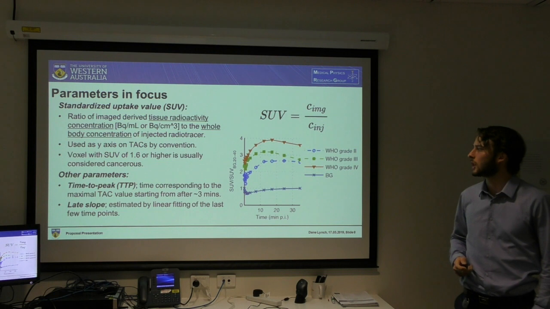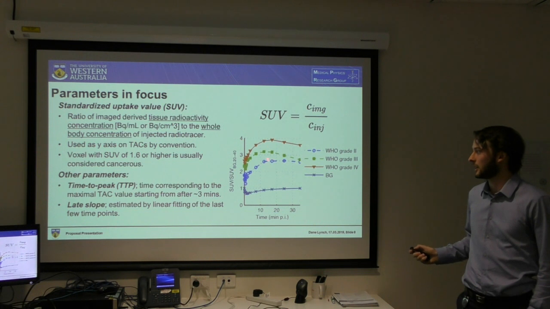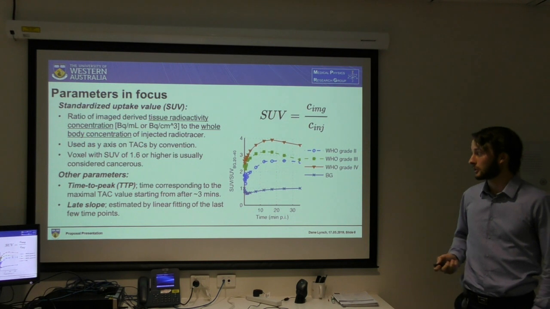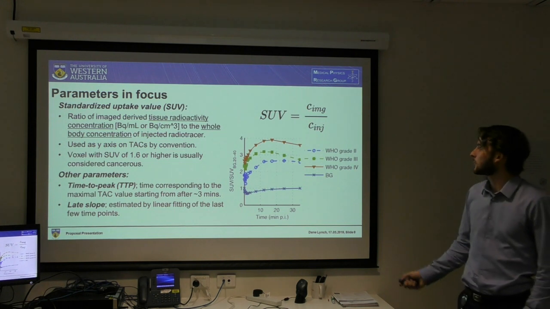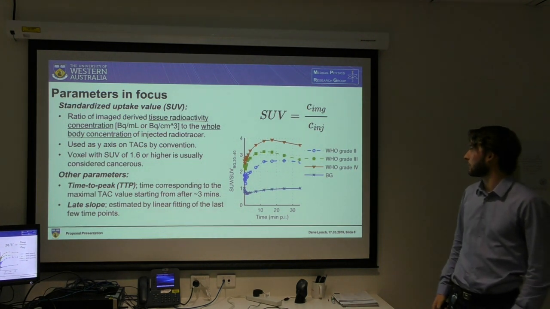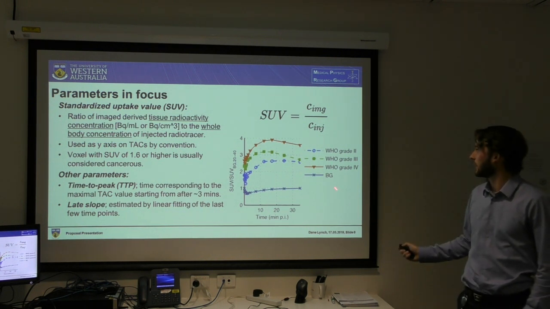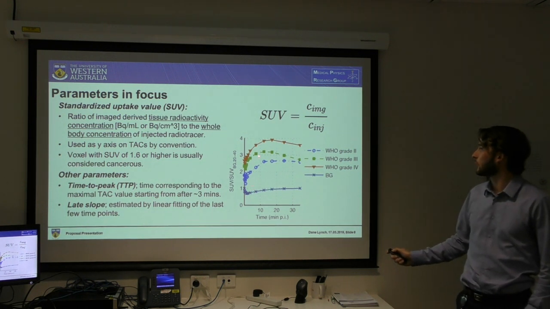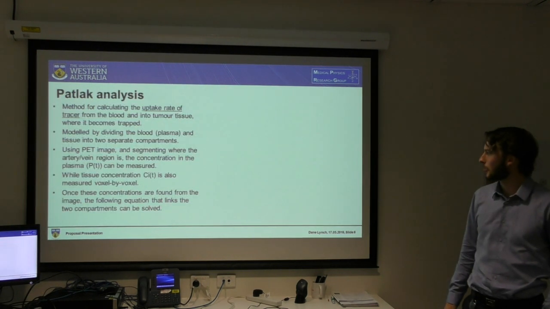Other parameters include time to peak, which is simply the time corresponding to the maximal time activity value starting after roughly 3 minutes. The late slope will hopefully also be calculated, which is estimated by fitting the last few time points. This is quite a nice graph taken from a study by Vomacka, as it shows the different time activity curve shapes for the varying grades of glioma, where the red is the highest grade, the most aggressive, and the blue is the least aggressive, with the bottom curve showing the stable background value.